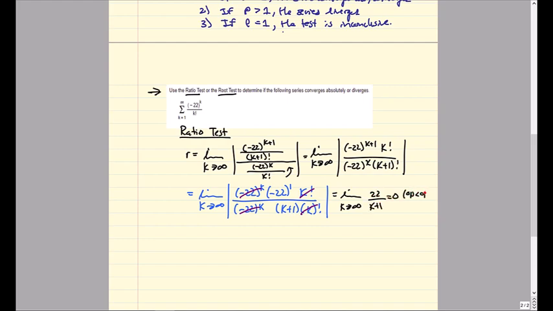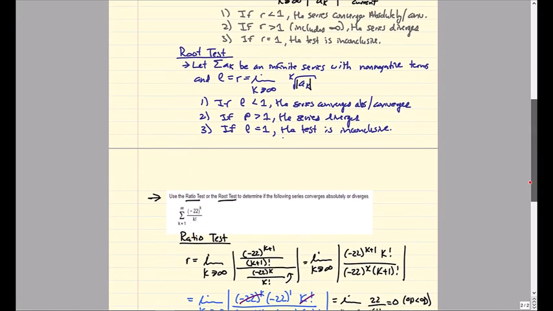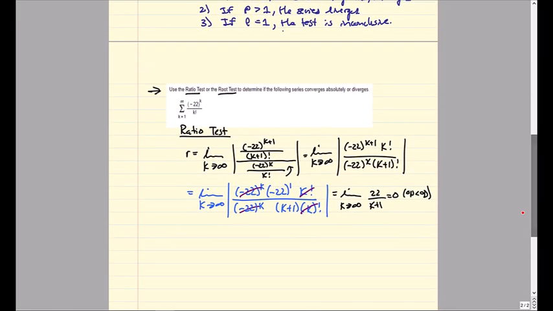Because the degree in the numerator is less than the degree in the denominator. Well, if I get that this is equal to 0, that's up in the first case here, where r, or rho, is less than 1. So r is equal to 0, which is less than 1. Therefore, it converges absolutely. So quite a bit of simplification there.